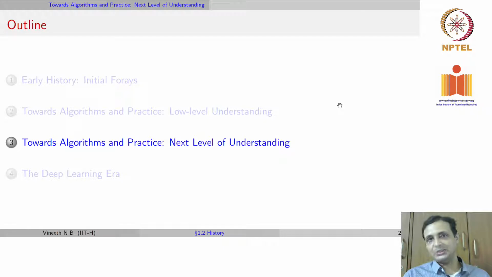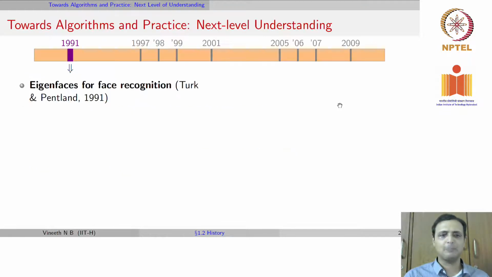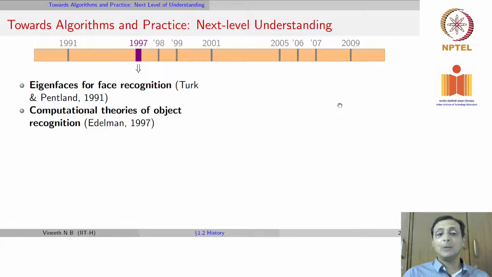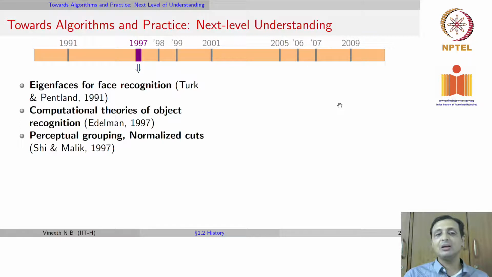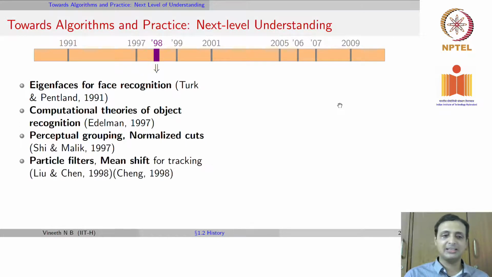Then came the 1990s, where the community stepped into a higher level of understanding beyond low-level artifacts such as edges or corners and so forth. It started with eigenfaces for face recognition, which used a variant of eigen decomposition for doing face recognition. This happened in 1991, which was successful for face recognition, at least in constrained settings. There were also computational theories of object detection by Edelman that was proposed in 1997. Then came perceptual grouping and normalized cuts, which was a landmark step for image segmentation methods that came in 1997.